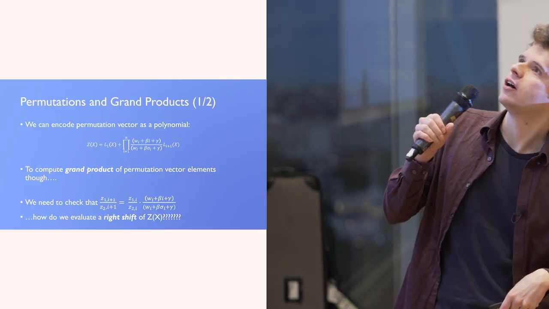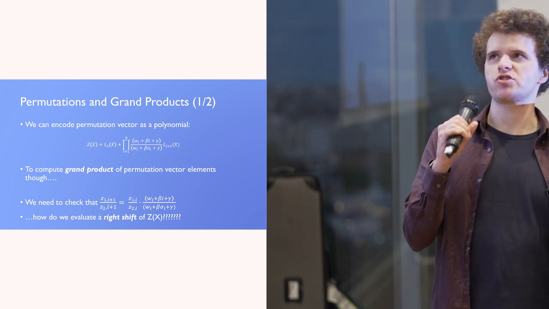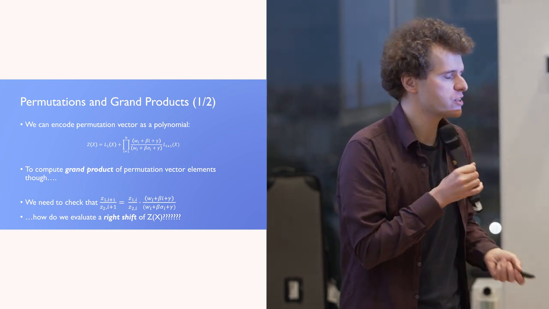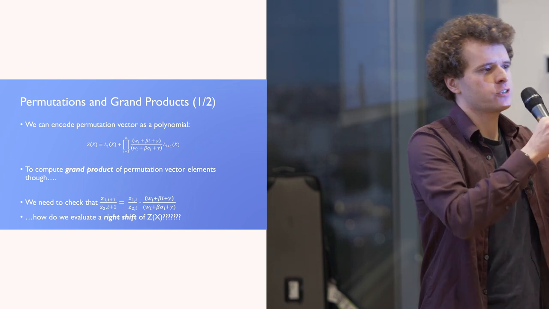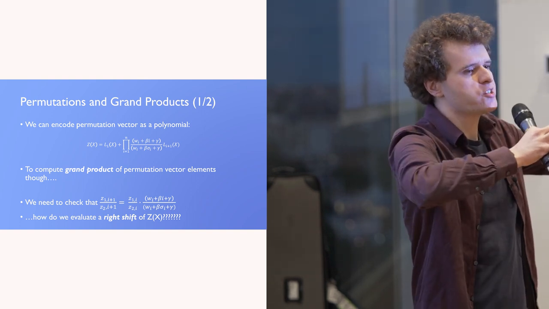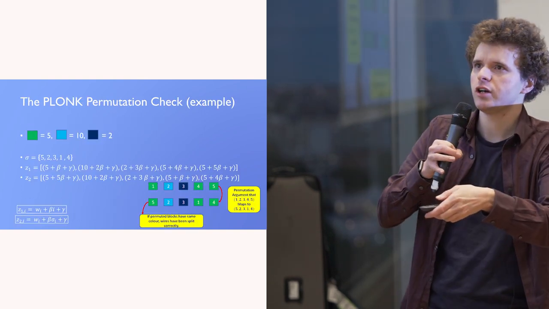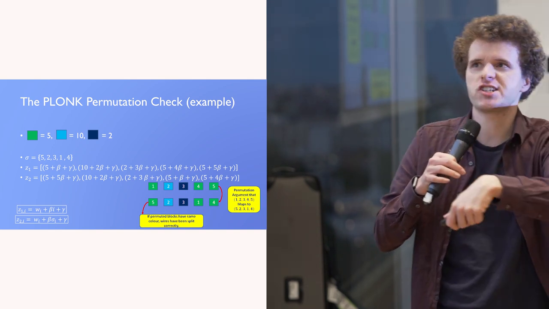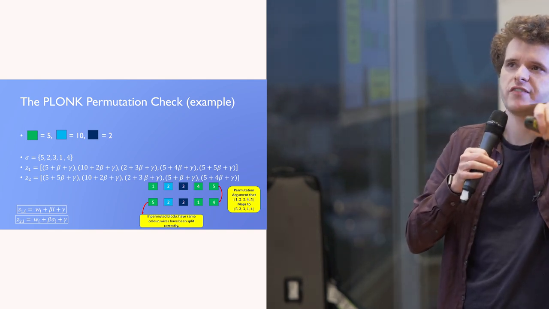So we can encode this permutation vector as a polynomial, but we have a bit of a problem because we need to take the product of all of these terms, and each one of those individual terms, if you go back to here, in polynomial land, effectively you're going to have a polynomial which, when evaluated.